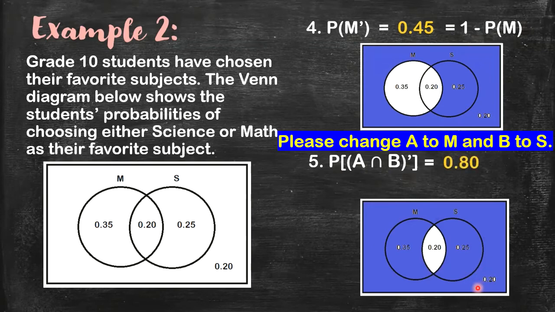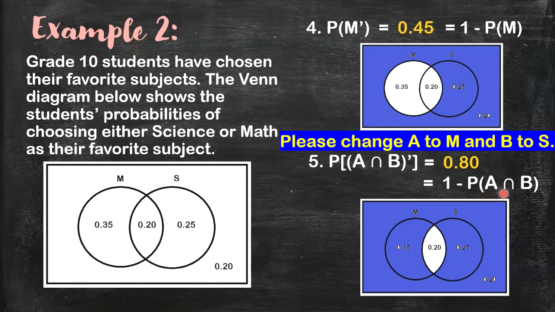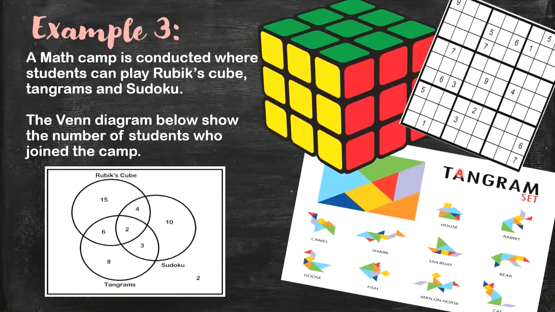Okay? Or, since this one is a complement, okay, kagaya nung number 4, one way to do it is using this formula. What is the probability of A intersection B? It is 0.20. So we have 1 minus 0.20. The answer is also 0.80. Okay? For examples 3 and 4, I'm not going to discuss it step by step, just like what we did in examples 1 and 2, because kamukha lang naman sila nun. I'm just going to guide you in the next 2 examples.